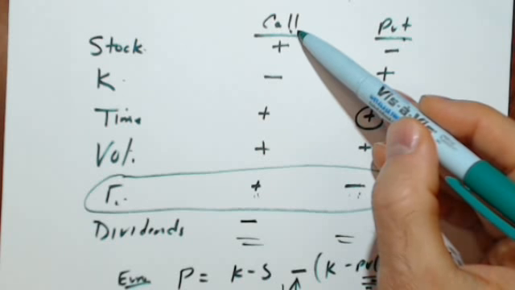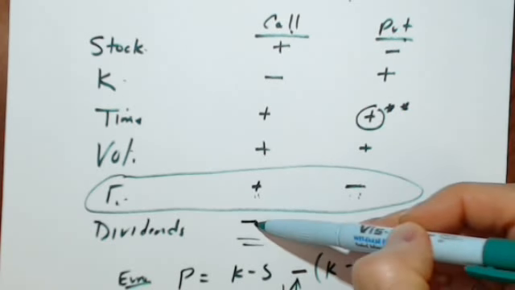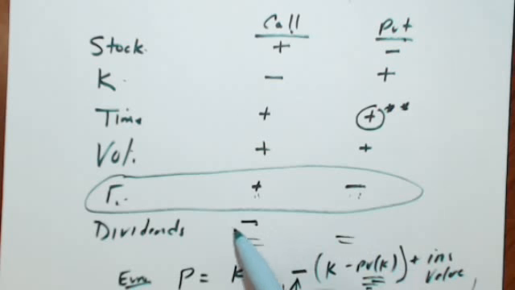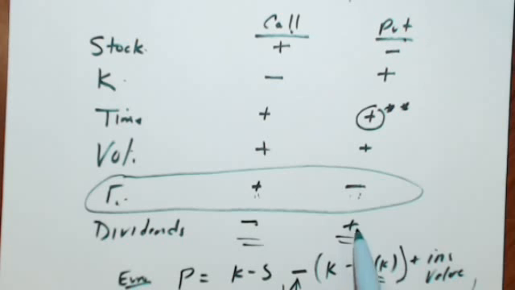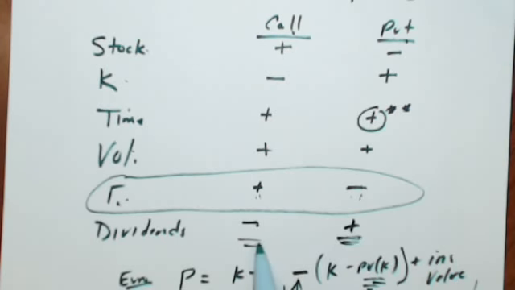And so when you have a call, when the stock drops, the call is worth less. With a put, when the dividend goes up, the stock drops, but that's good when you own a put. So there's a positive sign here. Okay? So there you have it. There you have a nice summary of how the variables influence puts and calls.